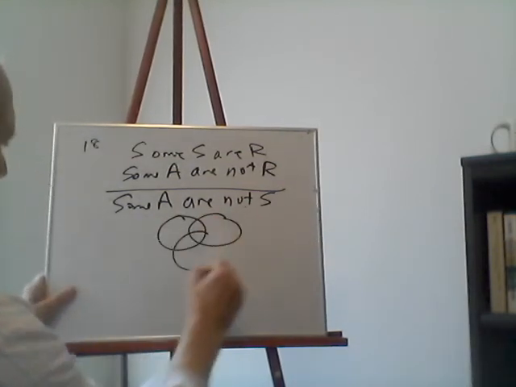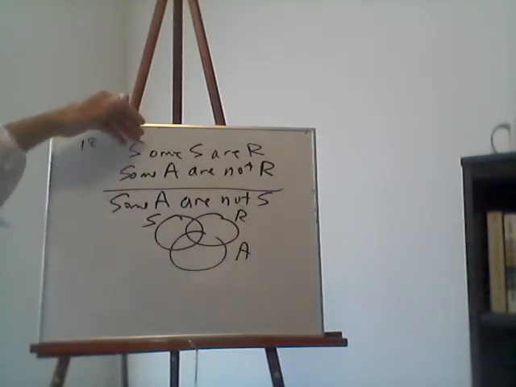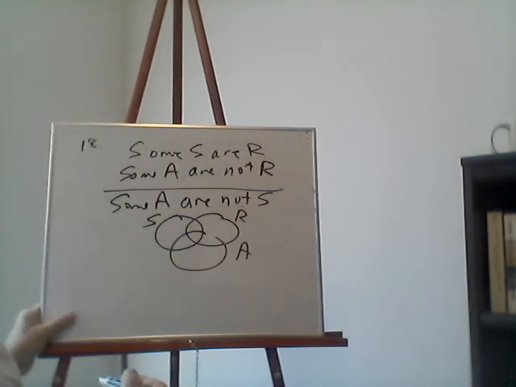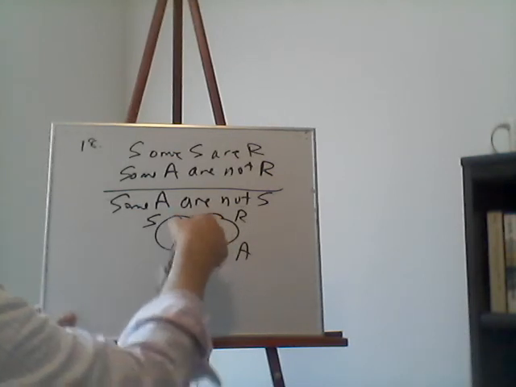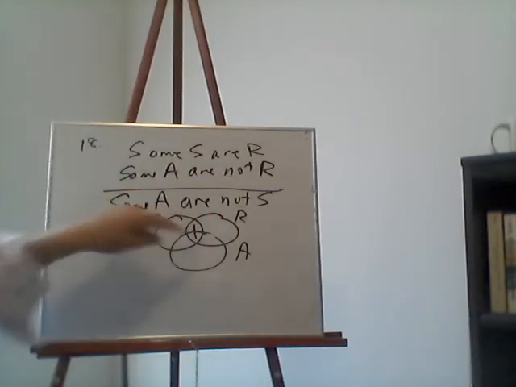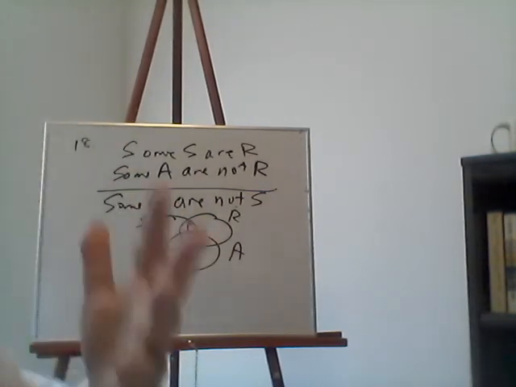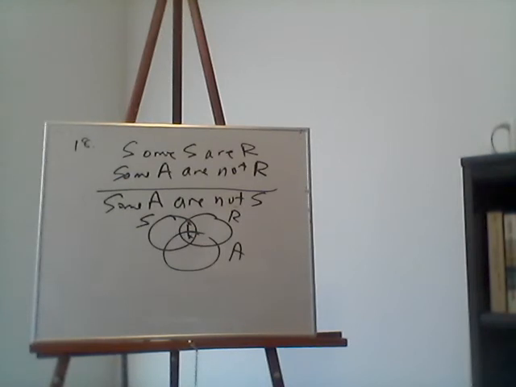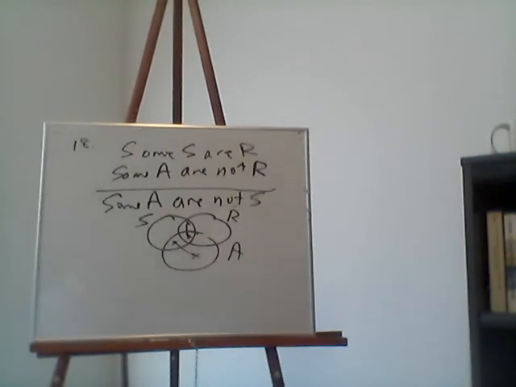Venn diagram, S, R, A. These are both some, so it doesn't matter which one we do first. Some S are R is going to be, there's something inside S, and it could be here or here. That's called the rope. It just means it could be here or here. You could put an X there if you want. The rope just simply means or. Some A are not R, something inside A, which is not R, could be here or here. Anytime you have a rope, even one rope, let alone 2, it's always going to be invalid. So this is an invalid argument.